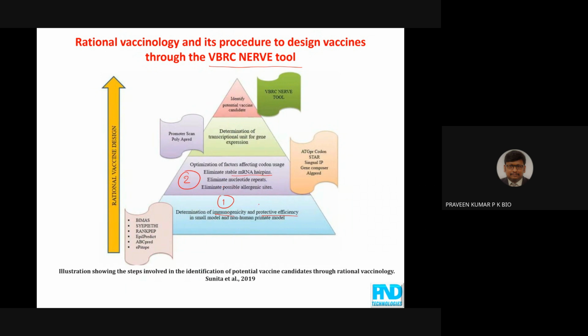After predicting the epitopes, for doing this you can use ATGPR codon, STAR, Signal B, Gene Composer, ALG. Few tools are actually, most of the tools are commercial tools.